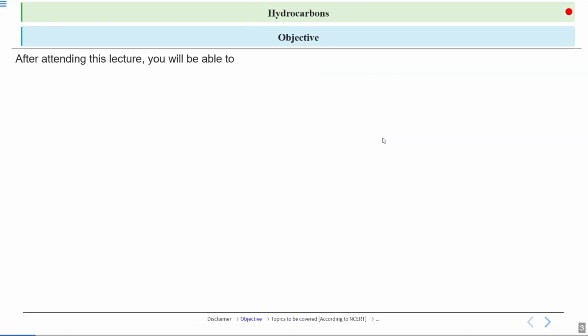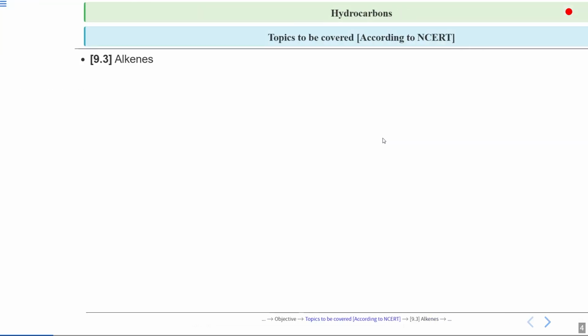The learning objective of today's class is that you will be able to understand the structure of alkenes. So we have already dealt with the reactions of alkane, with the structure of alkane and also with the isomerism related to alkanes. Now we will treat our alkenes the same way.